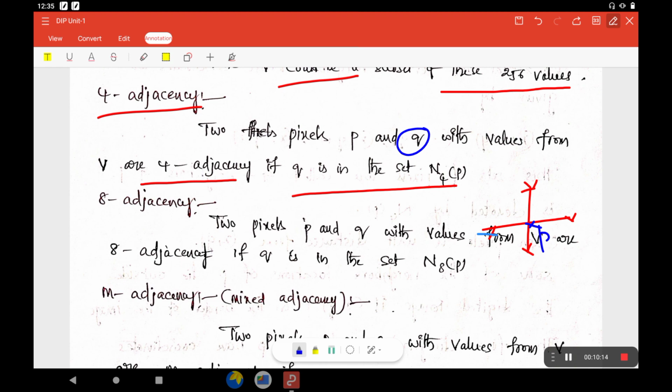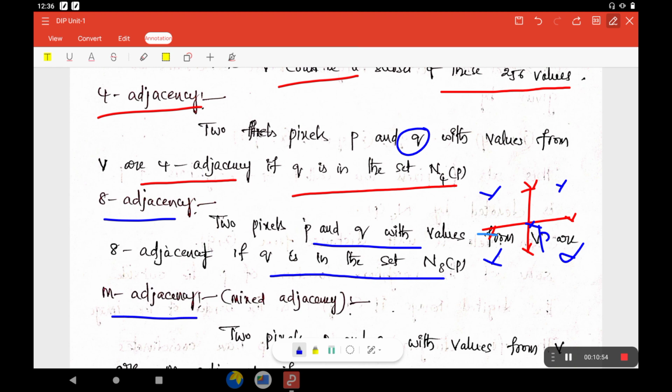Then 8 adjacency means that 2 pixels P and Q from the set V are 8 adjacent if Q is present in the 8 neighbors of P. Suppose 4 adjacency means that Q is present in the 4 neighbors of P. Or else, if you want to say that Q is 8 adjacent to P, then Q may be existing in the 4 neighbors or maybe the 4 diagonals of P also. Out of these 8 locations, if Q is present in any one location, then we can say that Q is 8 adjacent to P.